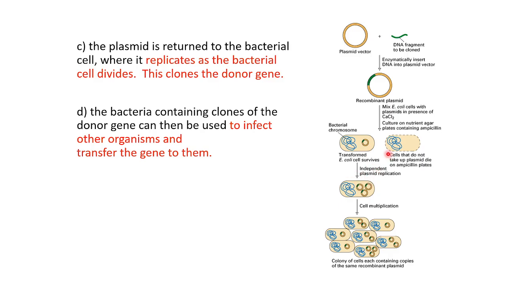Then you allow it to replicate. One cell can take up more than one plasmid. You get multiple colonies, you take them and again grow them in a culture, maybe an LB broth if you're working with bacteria, and then you isolate the plasmid in a similar way as before. So the bacteria contain clones of the donor gene that can be used to infect other organisms and transfer the gene to them.